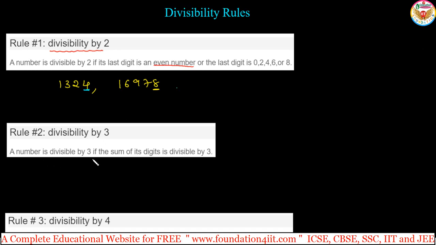A number is divisible by 3 if the sum of its digits is divisible by 3. Consider 4215. To check whether this number is divisible by 3, take the sum of its digits: 4 plus 2 plus 1 plus 5. 4 plus 2 is 6, plus 1 is 7, plus 5 is 12. Now 12 is exactly divisible by 3, so in the same way this number is also divisible by 3. So 4215 is divisible by 3.